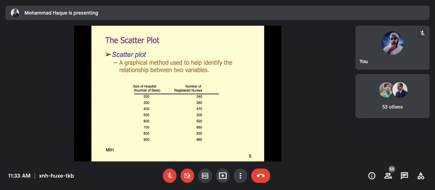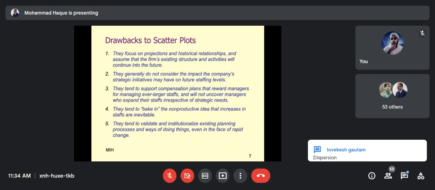Then there is yet another method called a scatter plot, a graphic method used to help identify the relationship between two variables, that is, the size of the organization and the number of people they require. Here the example given is of a hospital and nurses, that is, the size of the hospital based on the number of beds and the number of registered nurses with the organization.